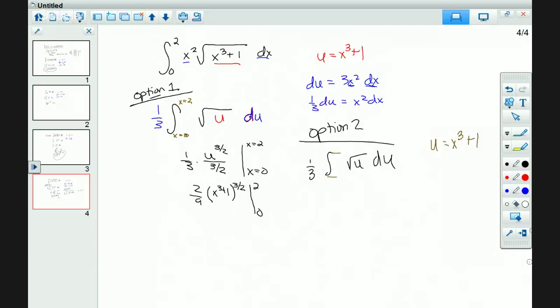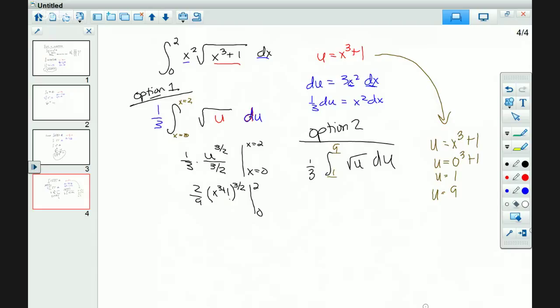You can solve for x. So this is our substitution, right? If x is 0, u is 1. And if x is 2, u is 9. Now I don't have to mess with that over there. This is my preferred option. It's easier. Use your u substitution to calculate your u integral limits.